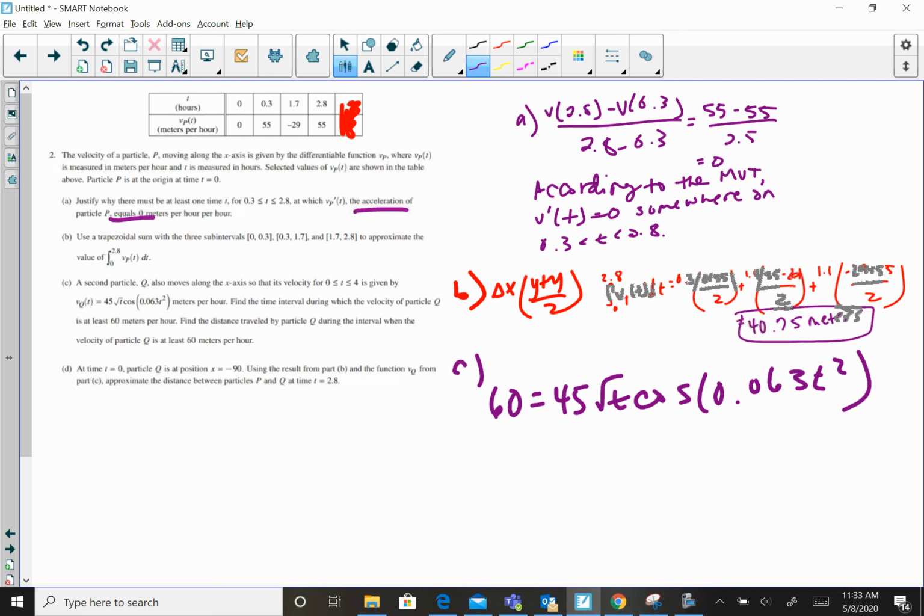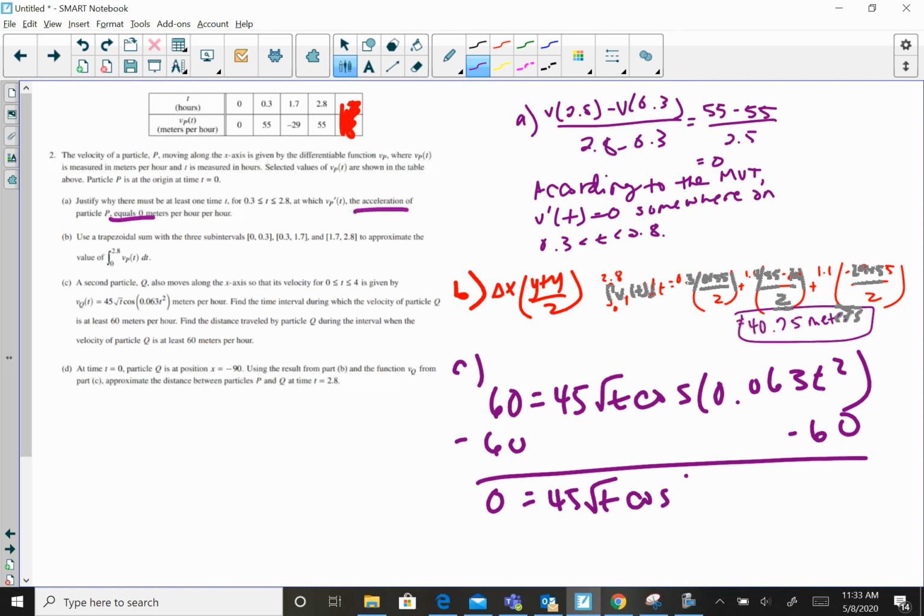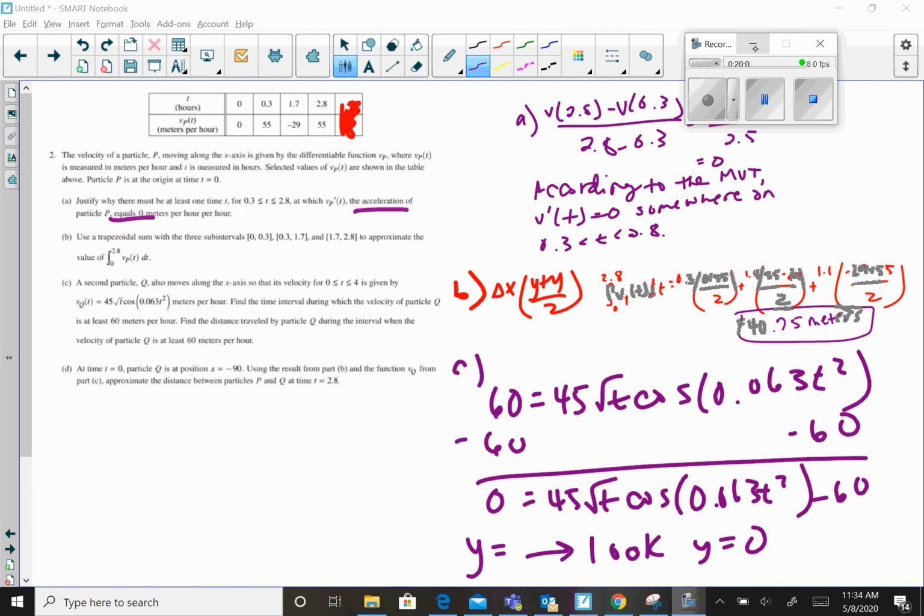I can either put this in my y equals and search for 60, which will take a long time, or I can just subtract 60, put in my y equals, look for 0. So I have 0 equals 45 square root of t cosine 0.063t squared minus 60. Put in y equals. Look for where y equals 0. So give me 1 second.